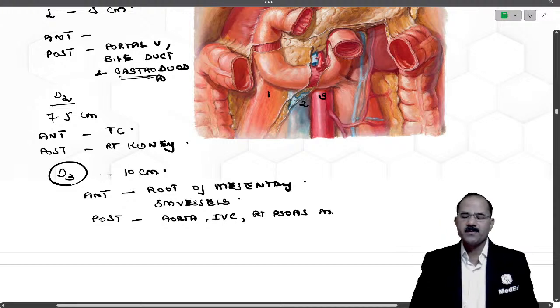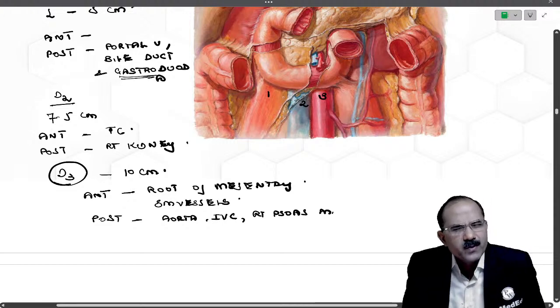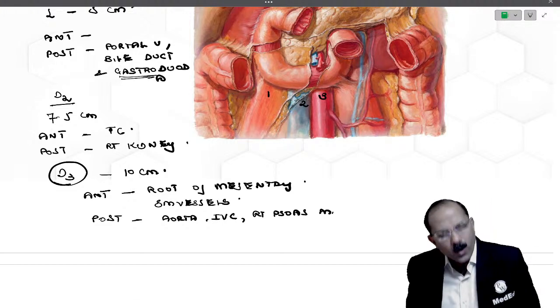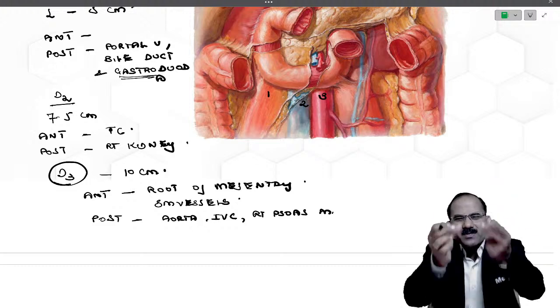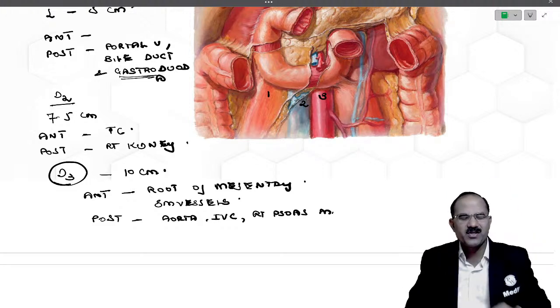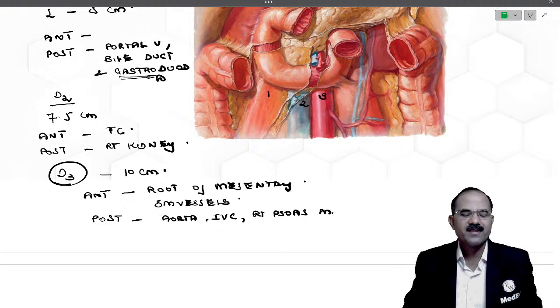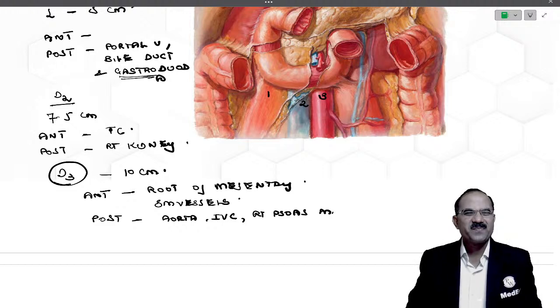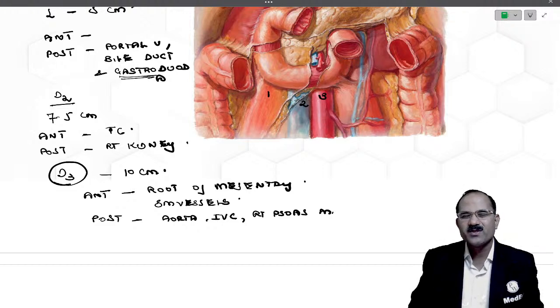That's a right psoas major. Correct. And there's a tubular structure which lies on the psoas major. Any guesses? What is that tubular structure which lies on the psoas major?